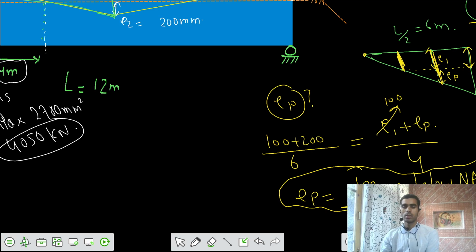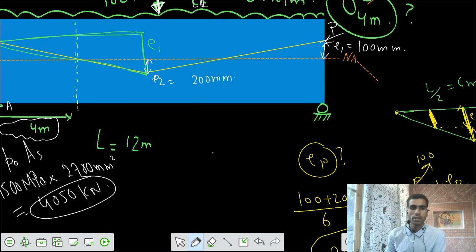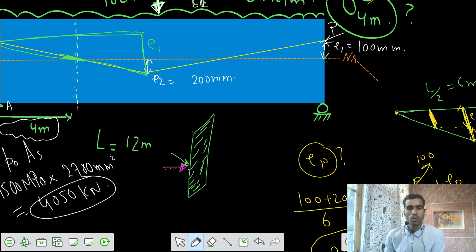But the thing is that your force is not purely straight. It's not perpendicular to the cross section. If you take that section at the 4 meter span, you are applying the force in this direction, in this way. This is not purely vertical, so I had to resolve it. The horizontal component of the force would be P cos theta.